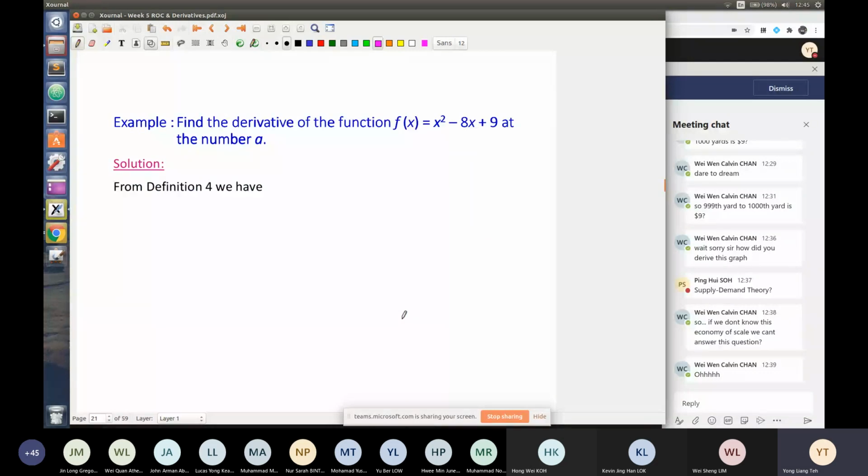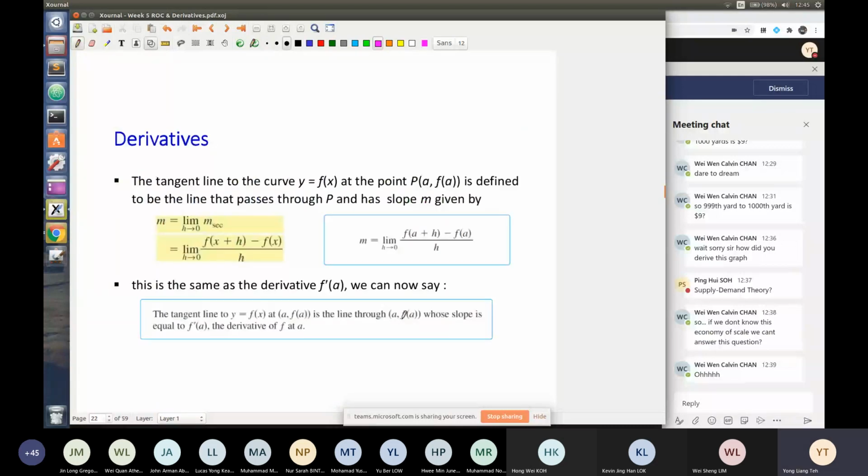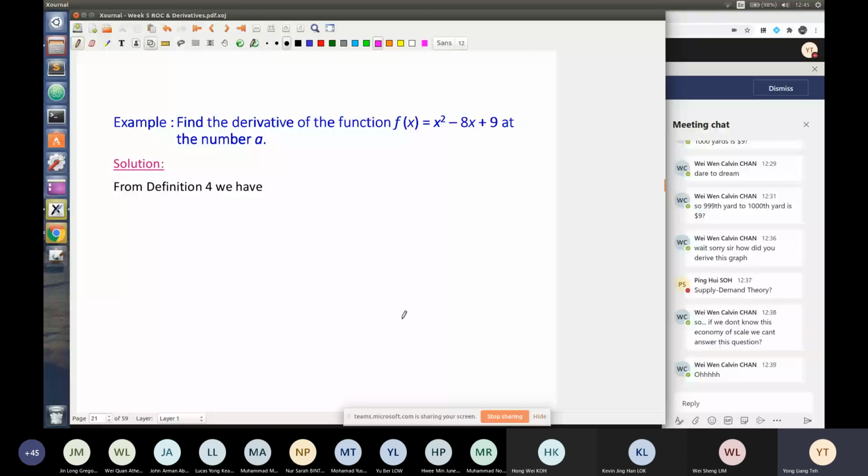So let's look at the derivative of the function of this quadratic expression, x squared minus 8x plus 9, at the number a. Okay, so we're just going to use our limit operation, right, since this chapter is about using limits. I'm just going to do this from scratch. So we have f prime of x is equivalent to the limit as h goes to 0 of f of x plus h minus f of x over h.